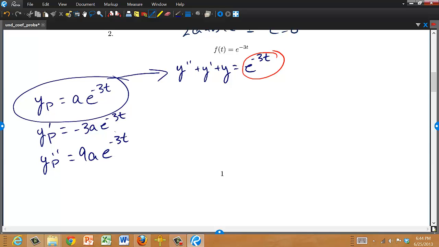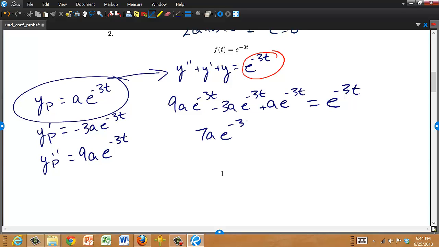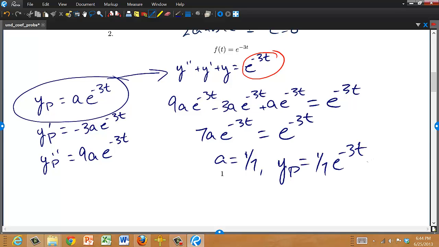If we plug those into the left-hand side of the differential equation, we'd get 9a e to the minus 3t minus 3a e to the minus 3t plus a e to the minus 3t. We would like that to be equal to e to the minus 3t. Well, we can collect the left-hand side and get 7a e to the minus 3t. We'd still like that to be e to the minus 3t. So we can see that a is going to have to be 1/7. And that means we have one solution to the ODE that is 1/7 e to the minus 3t.